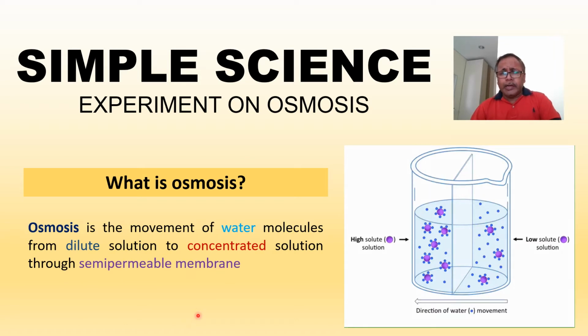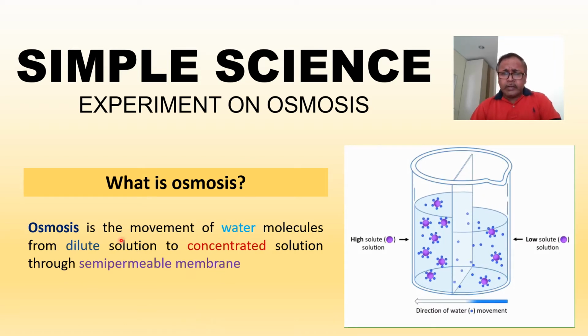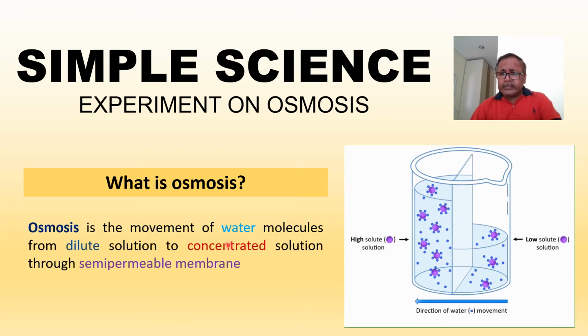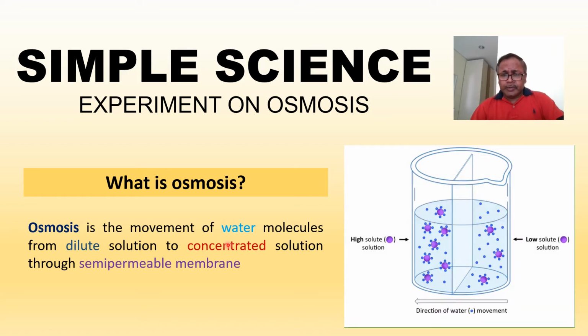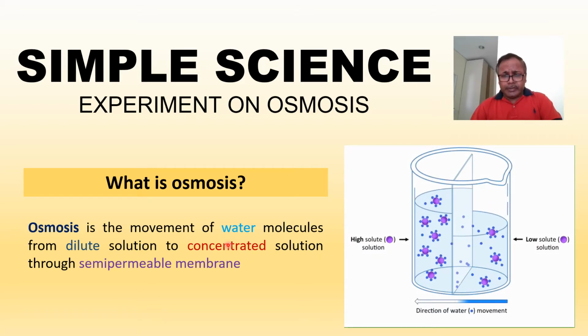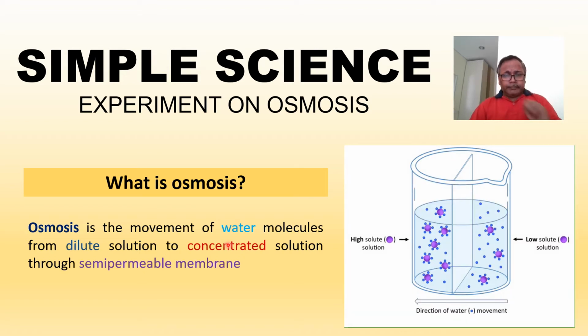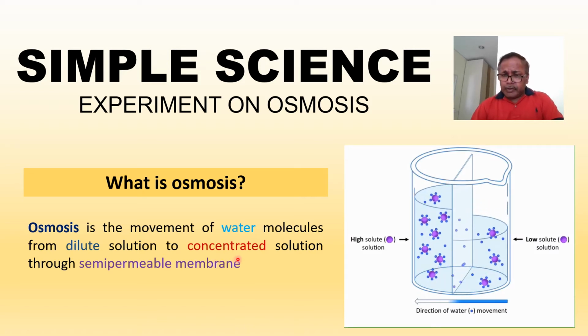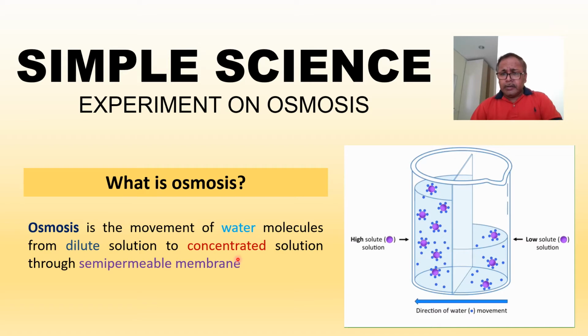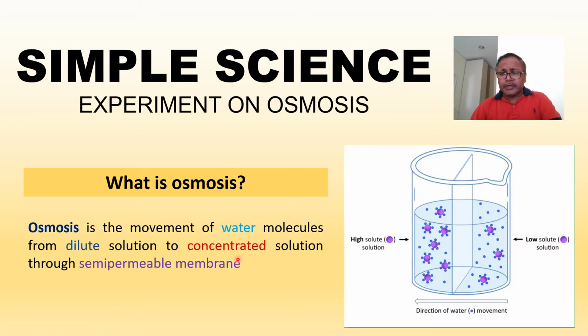What is the meaning of dilute? Dilute means a solution with less or lower solute concentration. This solution is also known as a hypotonic solution, right? This solution has more molecules of water. And a concentrated solution is the hypertonic solution, okay, that has a higher concentration of solute or dissolved substance in it.